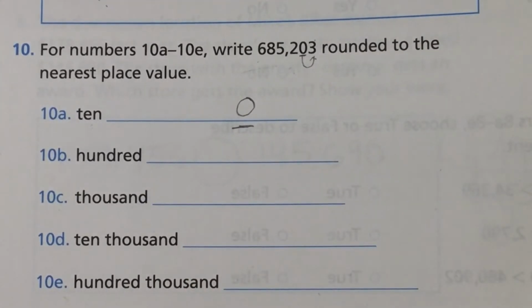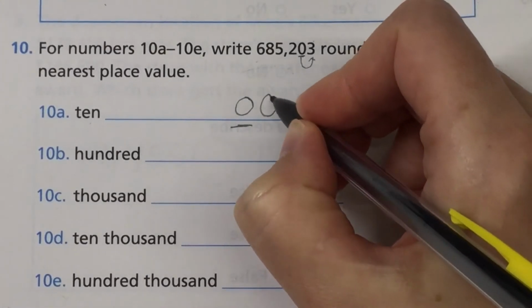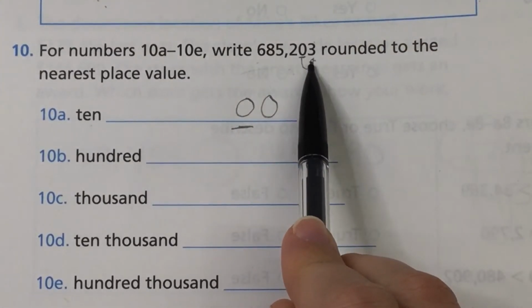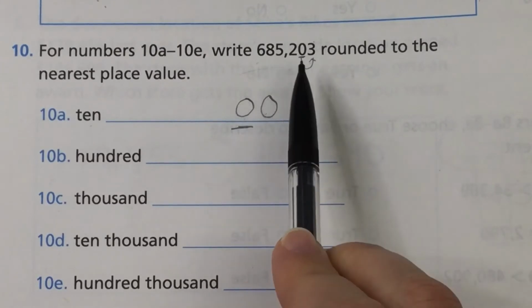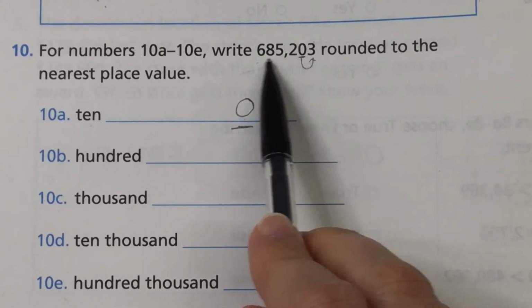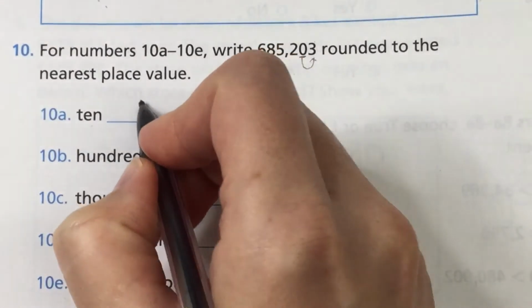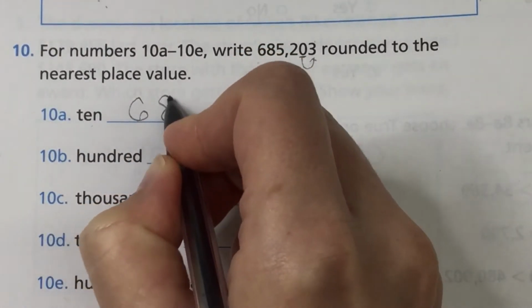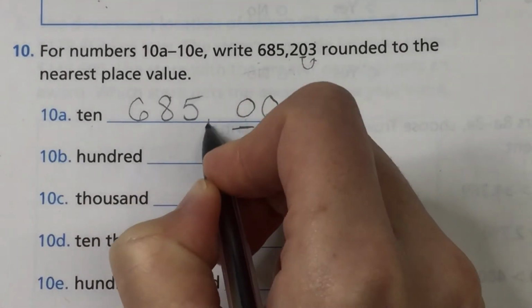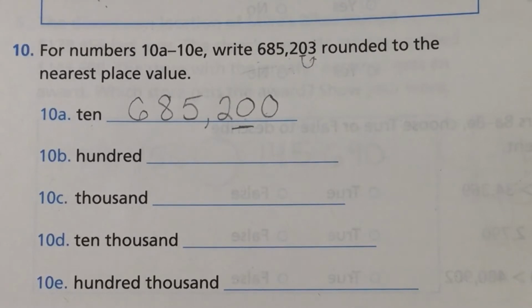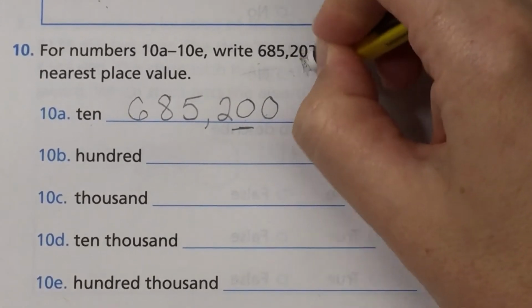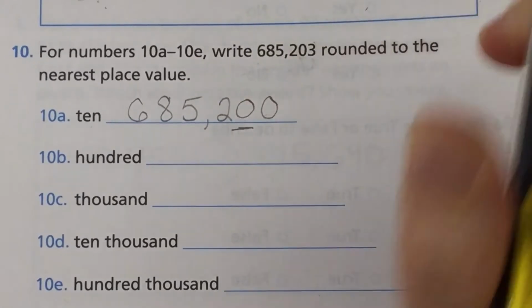So everything after the 0 changes to a 0. There's only one digit after the 0, that 3, so it changed to a 0. Everything in front of the tens place stays the same. So we've got 6, 8, 5, comma, 2. Okay. Just to show you what I mean, and then you'll do the rest yourself. Let's do the next one.